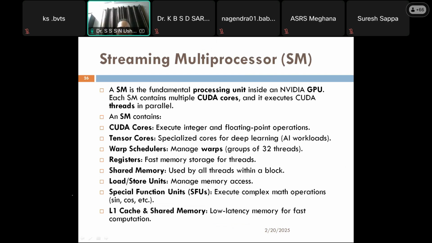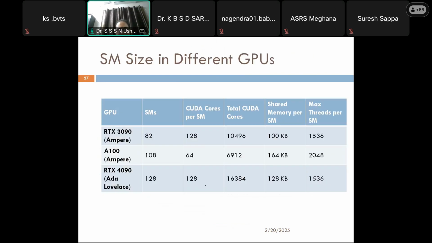So the SM contains the CUDA cores, tensor cores, warp schedulers, registers, load store units, which are the main functional units, and also the cache memory and shared memory. So this many parts come under the SM, the streaming multiprocessor. It is different for different GPUs. These are Ampere, different GPU configurations here.